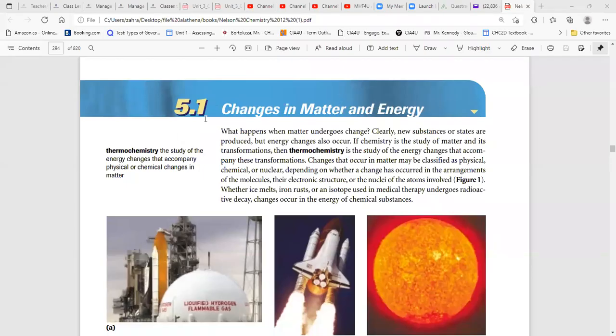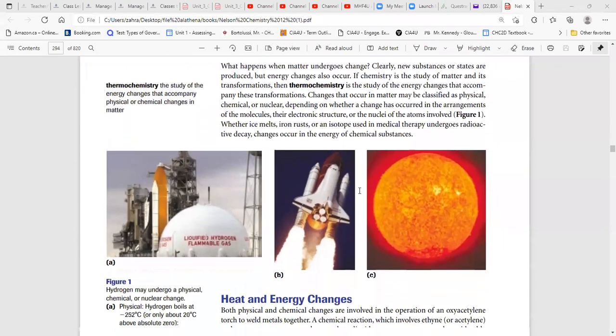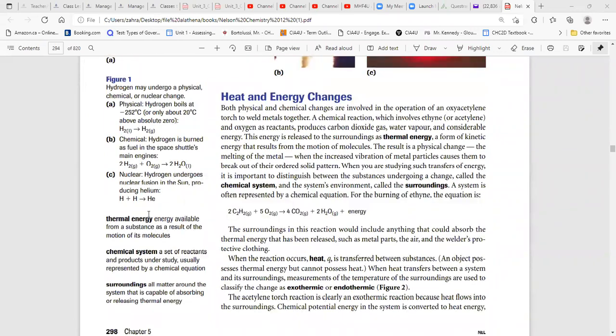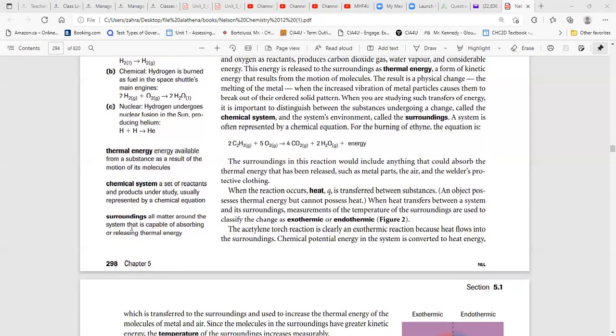Okay, 5.1, changes in matter and energy. So here, we want to see what is heat, thermal energy, and chemical system, and what are those keywords. Thermal energy is the energy available from a substance as a result of the motion of its molecules. So the faster the molecules move, the higher the thermal energy will be.